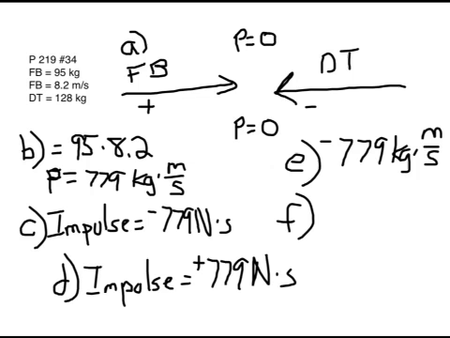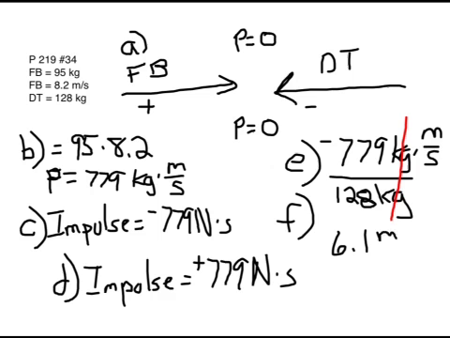Well, we'll take the 779 from the earlier answer. We'll divide by the mass, 128 kilograms. We'll change the color so that we can show what's canceling, and that will give us an answer of 6.1 meters per second. Now, because the defensive tackle was moving to the left, and we called that the negative direction, his original velocity was also negative.